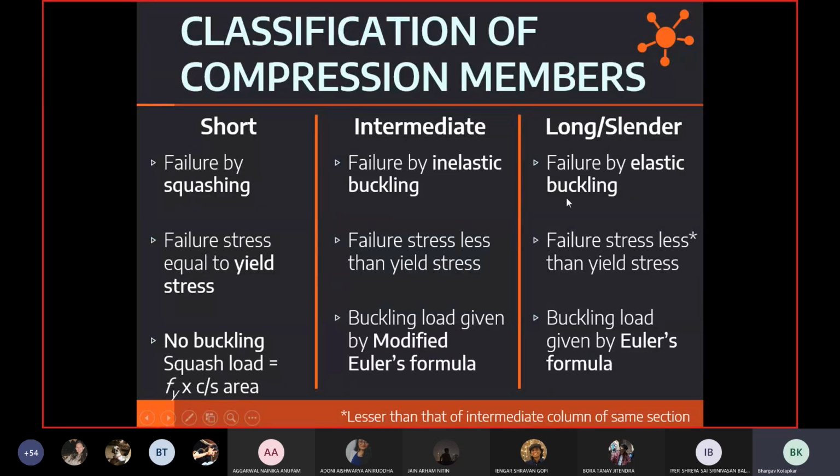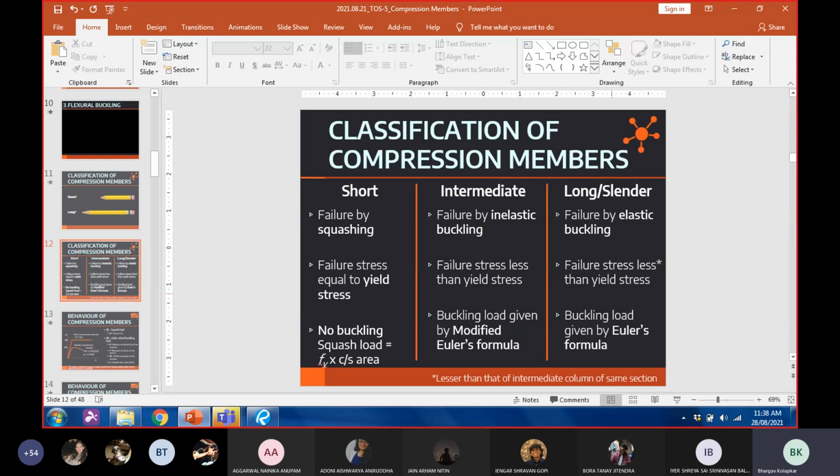Now this word has come up again and again, buckling. But then what is elastic buckling? In a short column, the entire section reaches yield stress. If in a long column, no part of the section reaches yield stress, then it is called elastic buckling. Now, what do I mean by that?